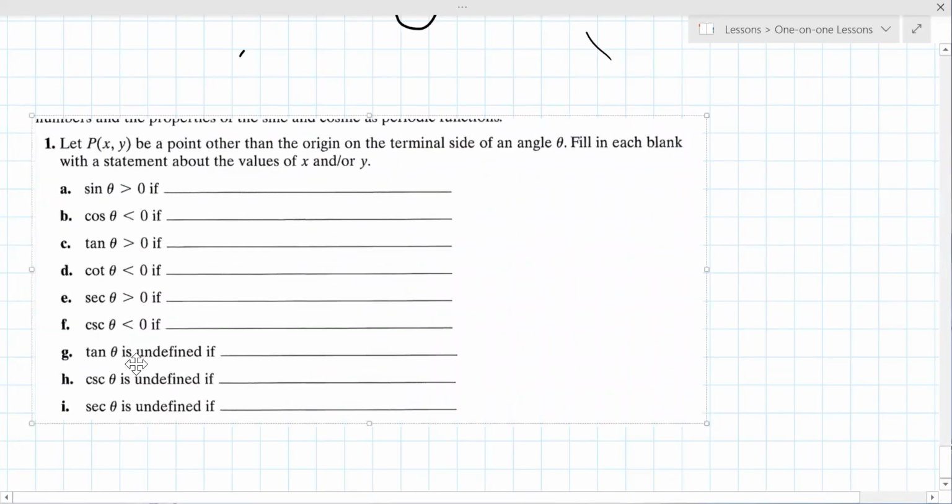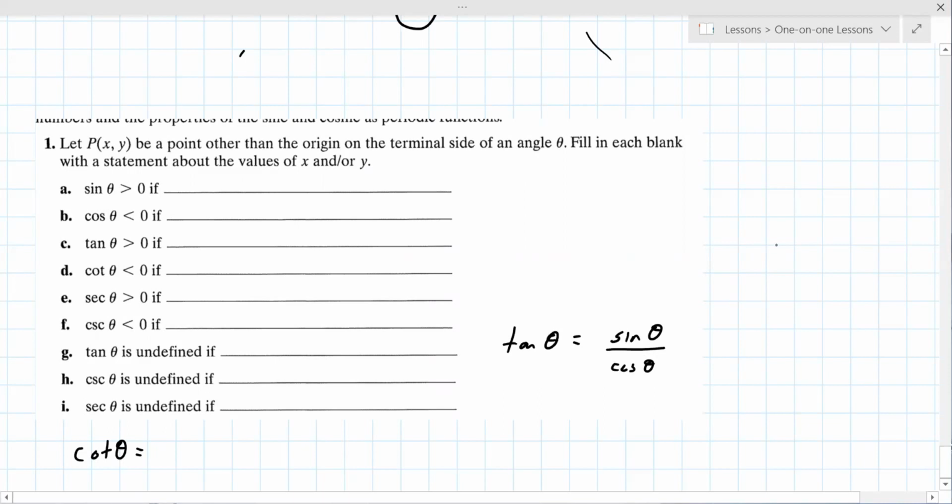It's not just where is tangent undefined. You can ask about cotangent as well. We'll talk about tangent first. Tangent of theta is sine theta over cosine theta, and you can't divide by 0. So where's cosine equal to 0 on the unit circle? If you don't remember your unit circle, just draw one. Cosine is the x coordinate. Where's the x coordinate 0? Well, it's there and there.